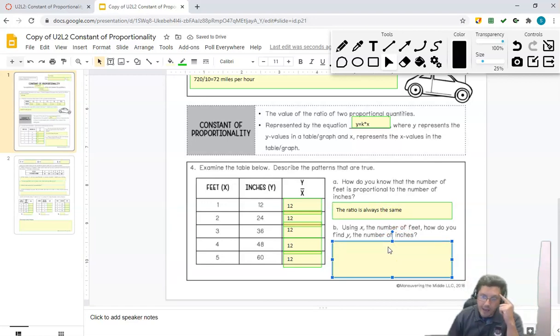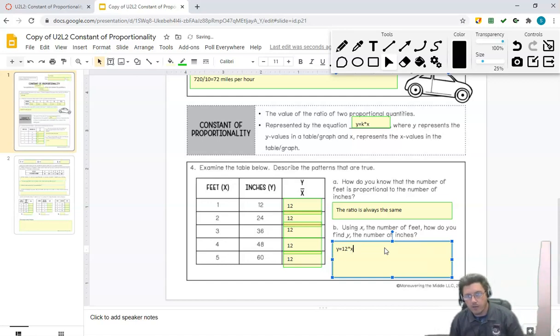By using x for the number of feet, how do we write y, the final number of inches? So we say y equals 12 times x. Whatever our number of feet is, we have to multiply that number by 12 to get our number of inches.